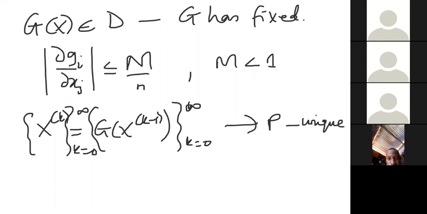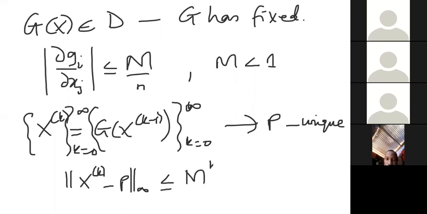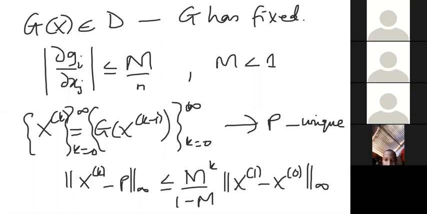And this unique fixed point is such that the error bound is as follows. The error bound will be expressed in terms of the L infinity norm. So the L infinity norm of xk minus this unique point p will be less than or equal to m to power k over 1 minus m, times the L infinity norm of x1 minus x0, right? So this is the error bound.